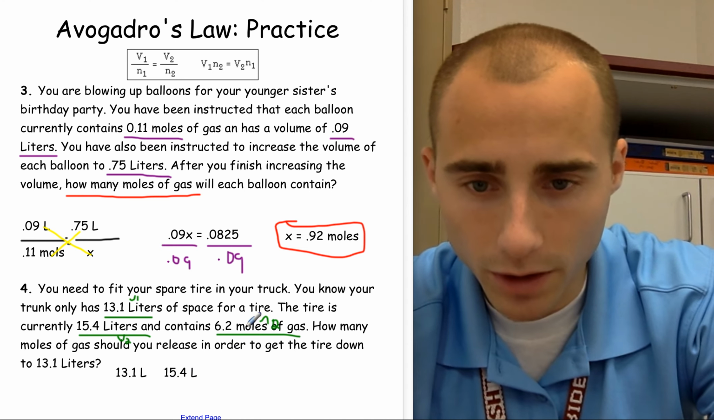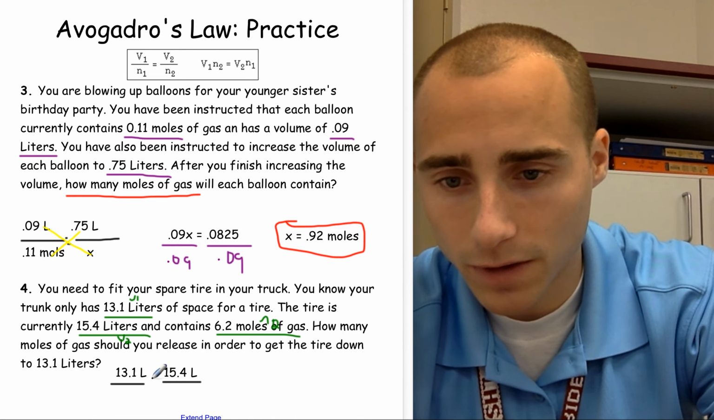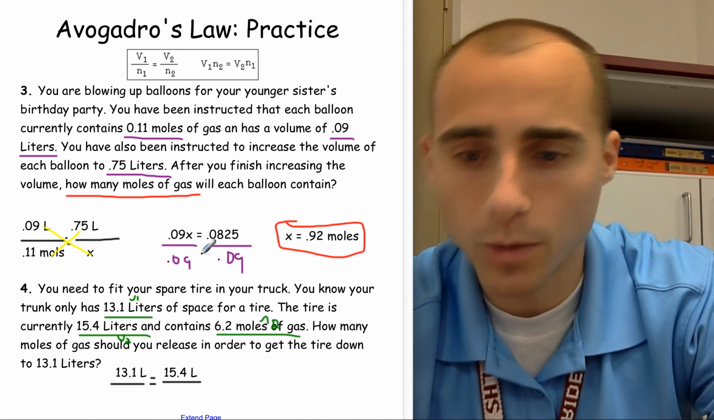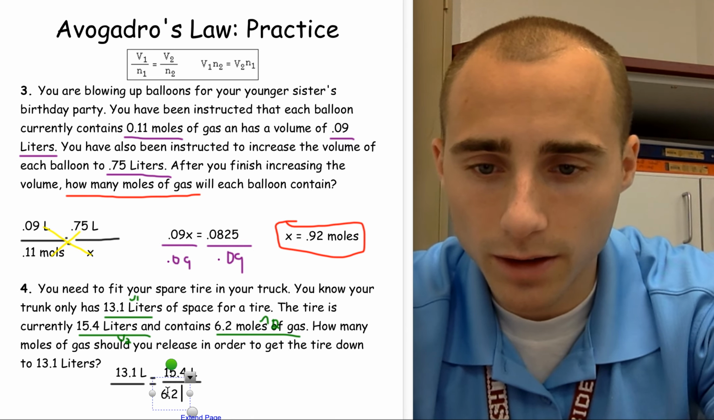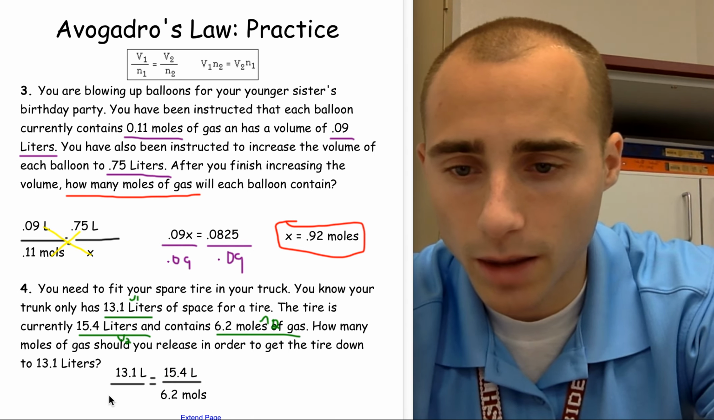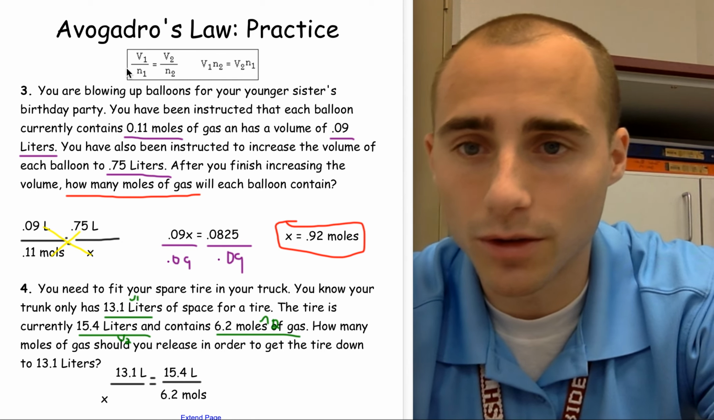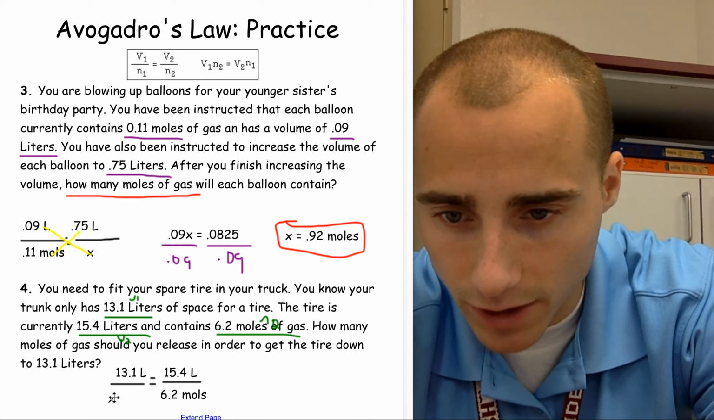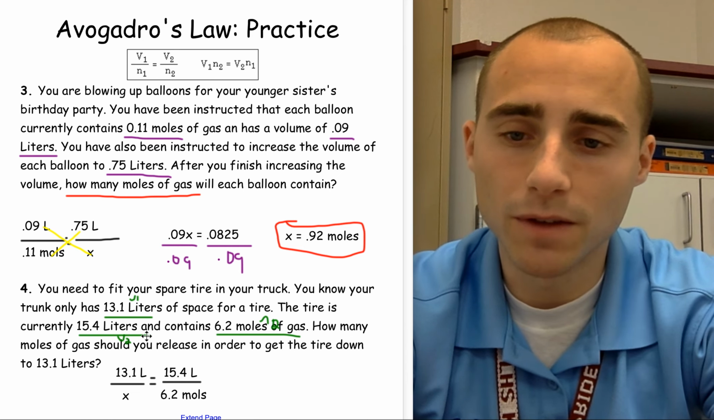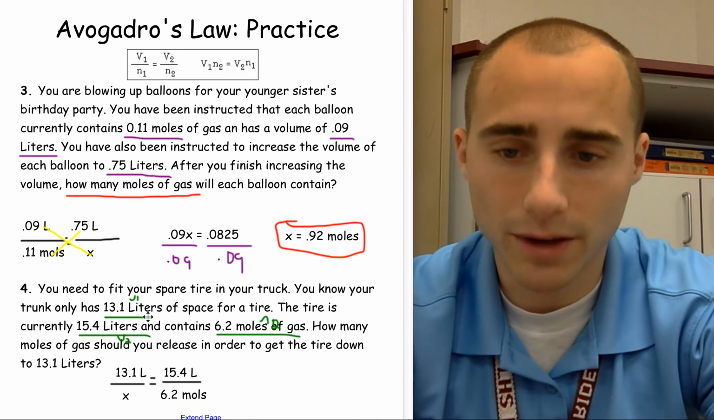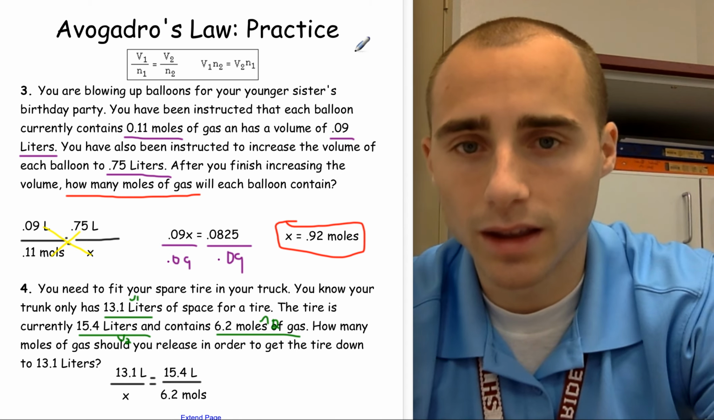Because it's 15.4 liters and contains 6.2 moles, that actually needs to match up with the 15.4. So that's one rare case, a little bit of a challenge problem here, where it's going to be switched up just a little bit. And that is a case where you definitely need to make sure you read the whole problem. I kind of said earlier, you just identify the variables, but when you get to some of these more challenging problems, you definitely need to make sure you see what matches up with what. But you see 15.4 liters contains 6.2 moles of gas. So those two have to go together, and 13.1 liters has to be over X in this situation.